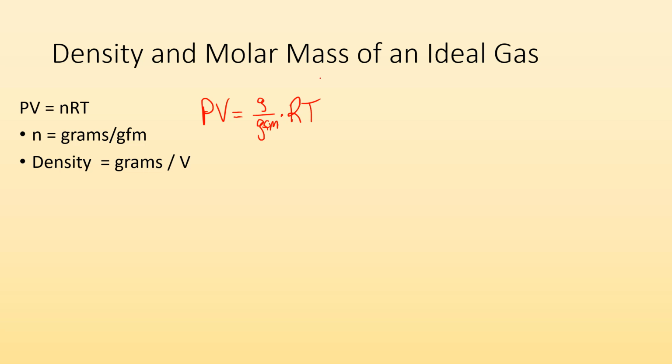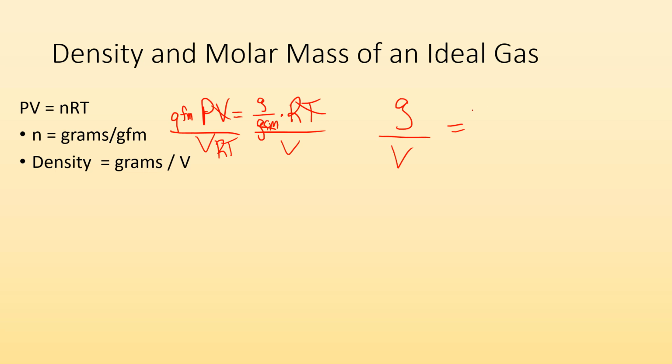So if I wanted to rearrange this equation to get grams over volume, well, let's see, I would have to times GFM over there. To cancel it out over here, I'd have to divide both sides by volume. I'd have to divide both sides by RT. Volume cancels out.